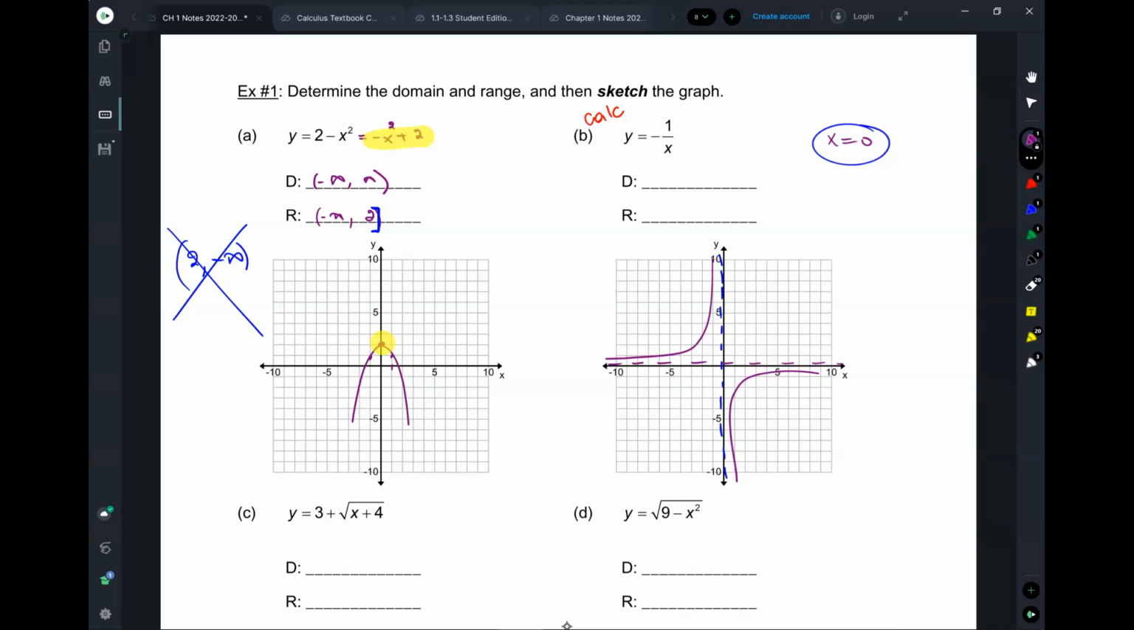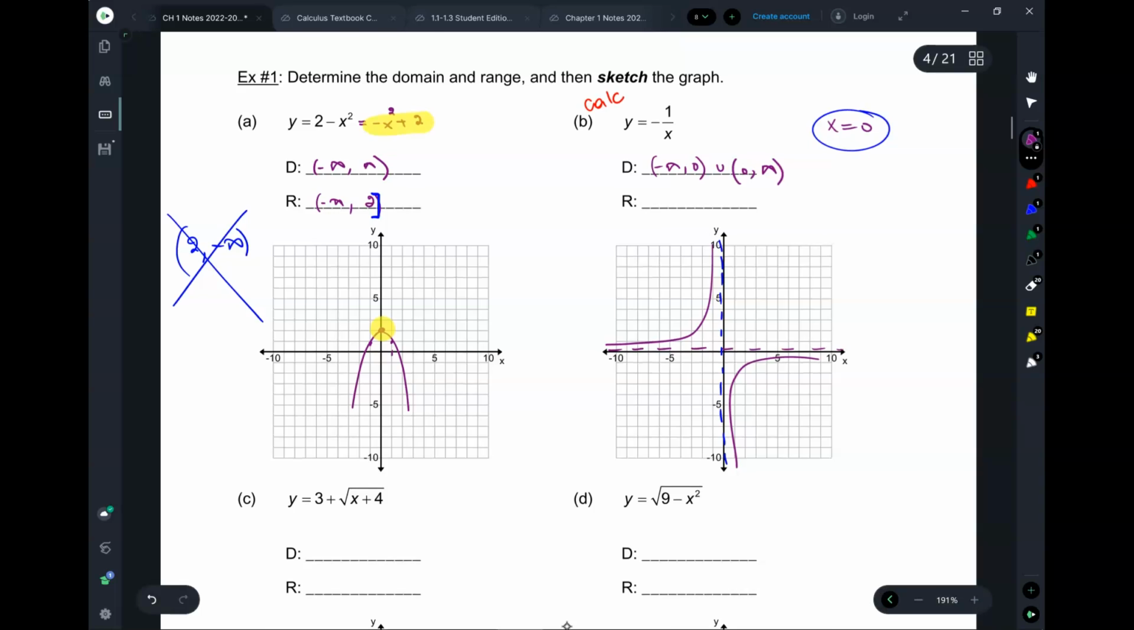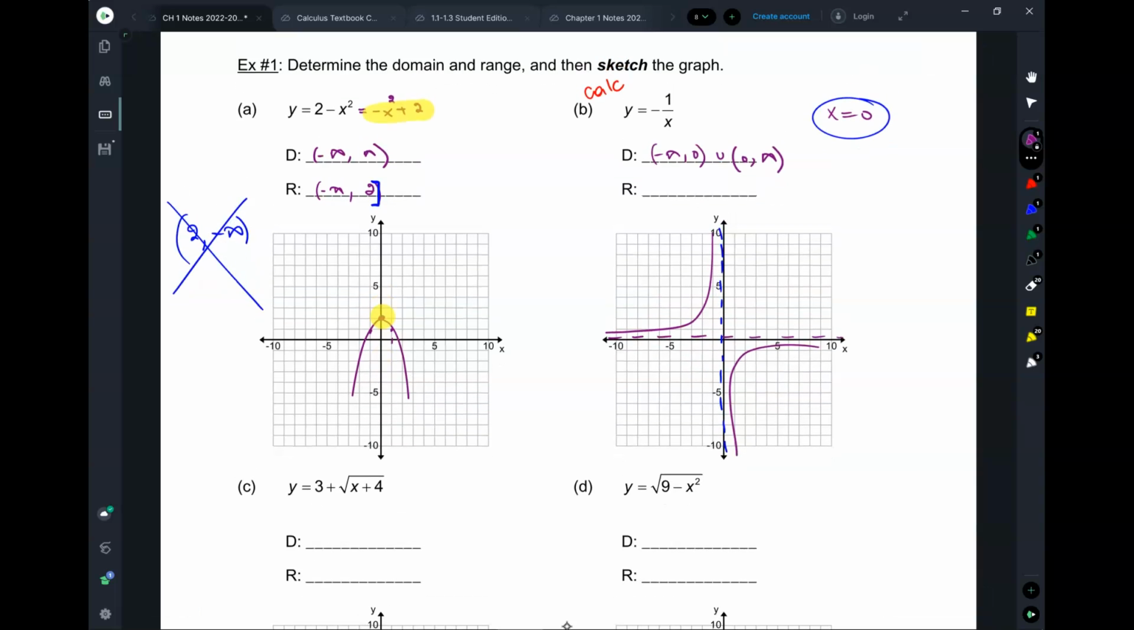B. So the domain here: you have negative infinity to 0, and then 0 to positive infinity. The only place that there is a break is at 0. So negative infinity to 0, 0 to infinity. The range, negative infinity to 0, there is a break at 0, and then 0 to infinity.